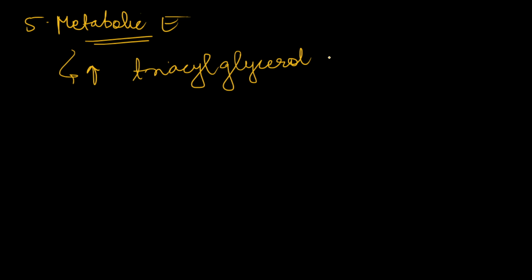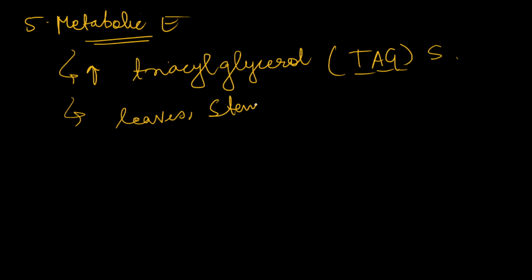We can also do metabolic engineering. Here we can manipulate entire biosynthetic pathways. For example, we can increase triacylglycerol synthesis, also known as TAG synthesis. We can improve oil accumulation in non-traditional tissues. For example, we can improve oil accumulation in leaves and in stems, which can be helpful.